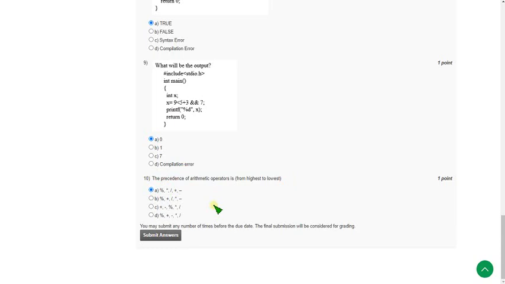So friends, these are the solutions for the week 3 Problem Solving Through Programming in C assignment.